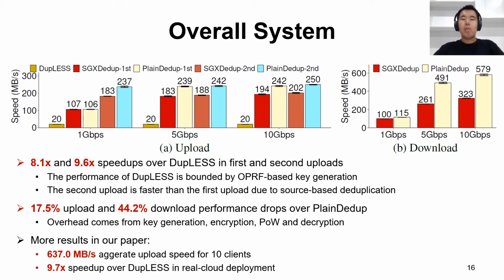Our paper provides more results for SGXDedup. For example, the aggregate upload speed for 10 clients can reach 637 MB per second, and it achieves 9.7 times speedup over Duplus in real cloud deployment.